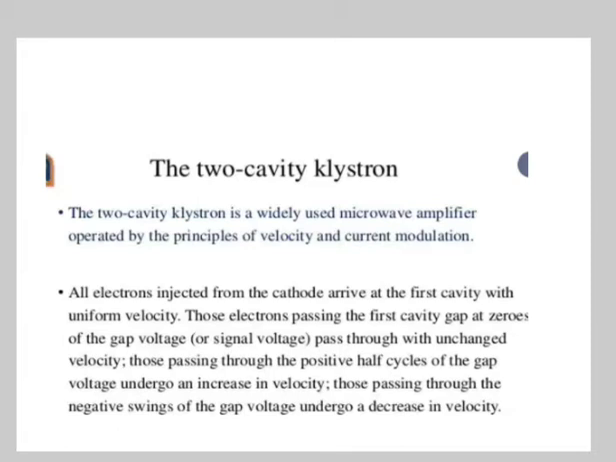Now all the electrons injected from the cathode arrive at the first cavity with uniform velocity. Those electrons passing the first cavity gap at zeros of the gap voltage, or signal voltage, pass through with unchanged velocity. Those passing through the positive half cycle of the gap voltage undergo an increase in velocity, and those passing through the negative swings of the gap voltage undergo a decrease in velocity.